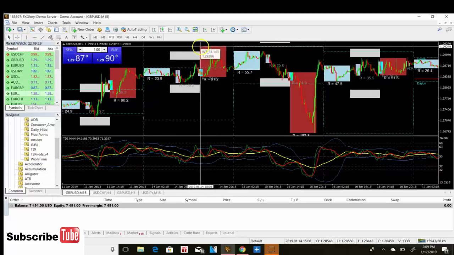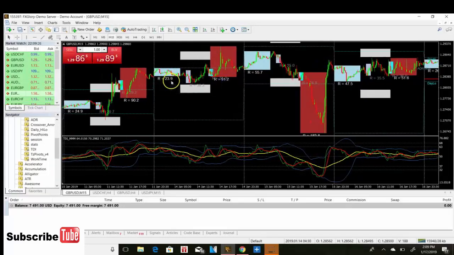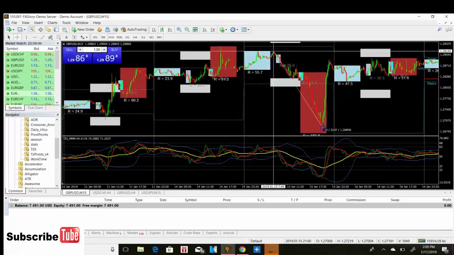But this is how you can measure your pips and how much money you make, right? So let's see, from this box to this box is around 91 pips. So that's what it tells you right here. You see these 23.9? That's 23 pips right there. 90 pips from here to here. So you can measure your pips as well. Let's say you caught this drop, you can measure it as well.